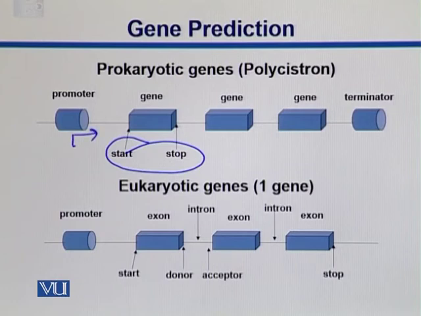Whereas in the case of eukaryotes, here we are focusing on only one gene. There is a promoter, and then obviously some intron regions, and we have exons. Exons are separated from one another through introns. The translation start site is in the first exon and the stop site in the last exon, and introns are marked by these donor and acceptor sites. So it is a pretty complicated situation as far as eukaryotic organisms are concerned.